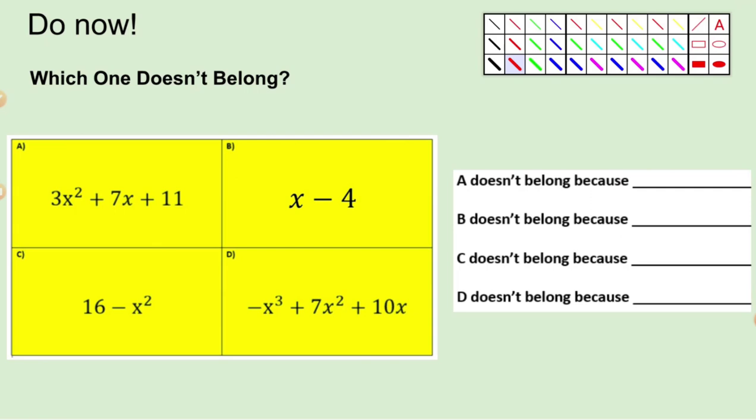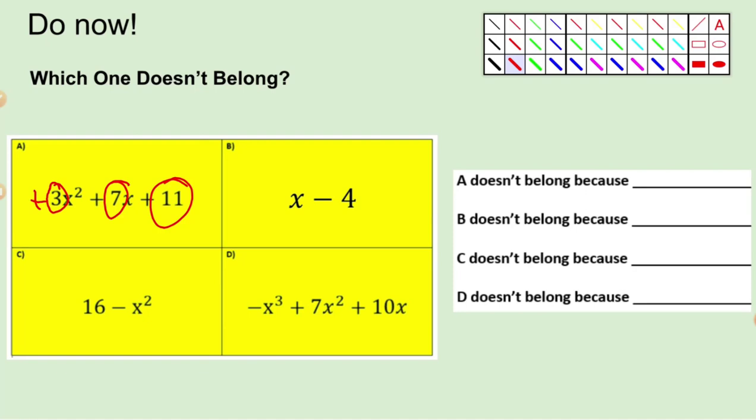So let's go over some of the answers to this which one doesn't belong. Remember, there are multiple answers for each one. You may have some that I don't mention in this little video. For A, the first thing I notice is that 3, 7, and 11 are all odd numbers. So I might say it's the only one with all odd numbers. The other thing I might say is that A is the only one where everything's positive, so each one of my terms is positive. That would be two reasons why A doesn't belong.